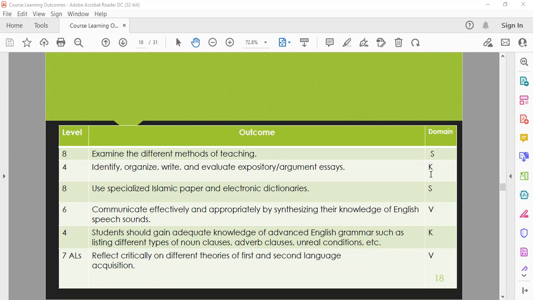Fadi. And what about if we look at the semantics of this statement? Communicate effectively, appropriately. How can we achieve this by synthesizing their knowledge of English speech sounds? It might be quite difficult to connect these two parts of the statement. How can synthesizing the knowledge of English speech sounds lead the students to communicate effectively and appropriately? Unless we are talking at the pronunciation level, let's say. Maybe they went on a long stretch here and tried to talk about intonation and how intonation is a value of communicating appropriately, but it's a very long stretch.